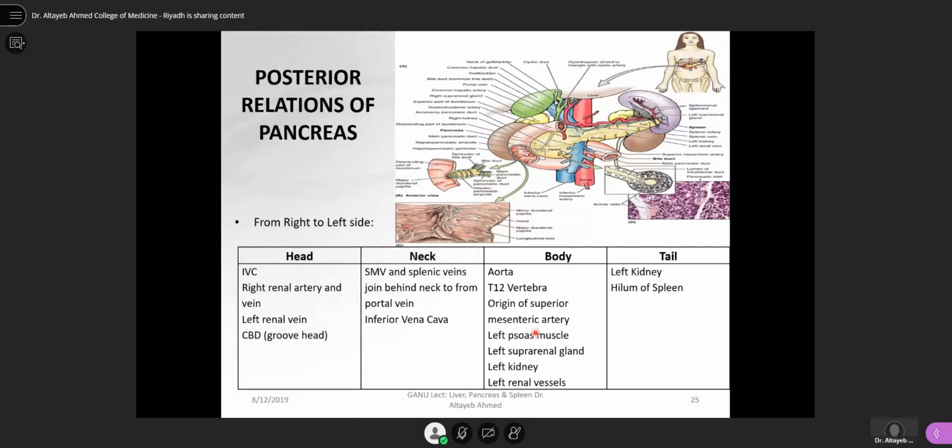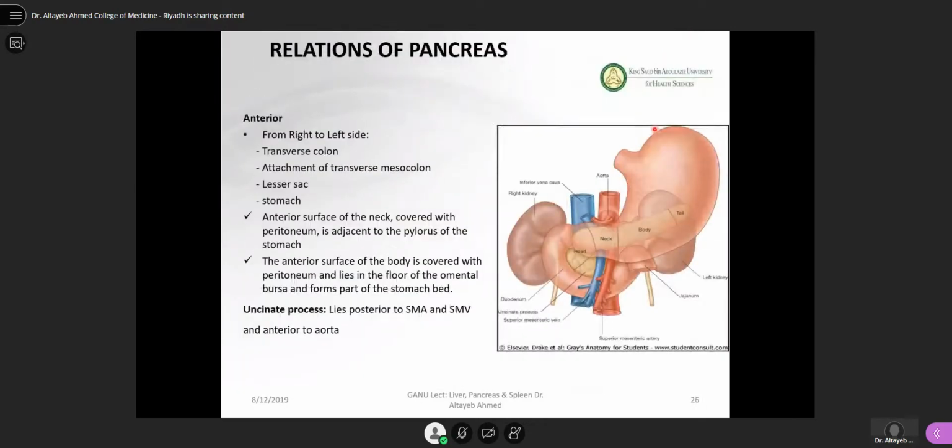We have here the tail, and with the tail we have the left kidney and the hilum of the spleen. Relations anteriorly are very interesting because the pancreas has an attachment anteriorly to the transverse mesocolon. So the upper part of it is considered the supracolic compartment, and the lower part is the infracolic compartment. And as you can see, as I have said, it is part of the stomach bed. Okay.